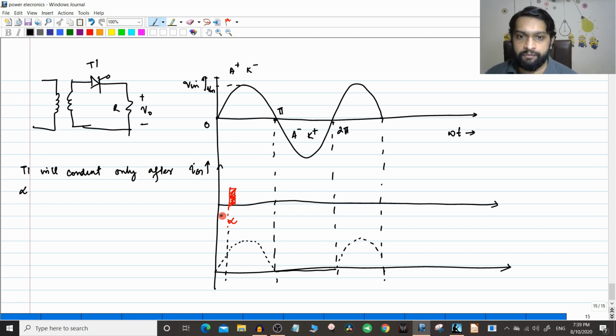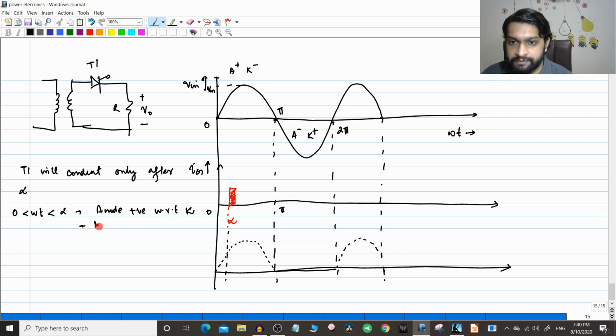We will take the time intervals from 0 to alpha and alpha to pi. First, 0 less than omega t less than alpha. That means from 0 to alpha, the anode is positive with respect to the cathode, but the gate signal is not applied. So what will happen? T1 will not conduct, and the circuit will be like this. T1 is not conducting.